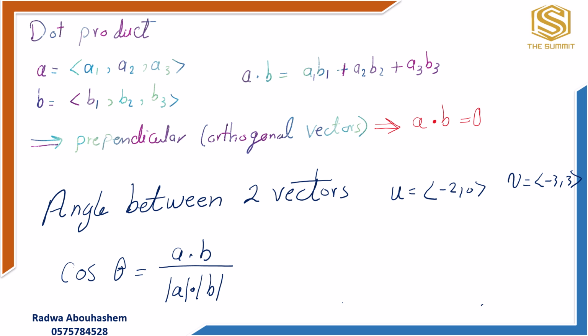Let's multiply first U times V. So it's negative 2 times 3 plus 0 times 3, which is 0. So the answer here is negative 6. Sorry, 6.